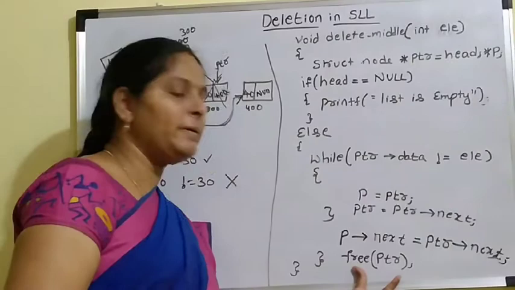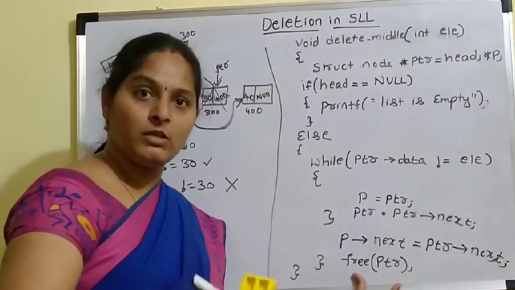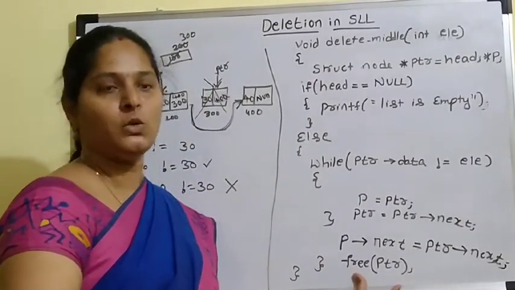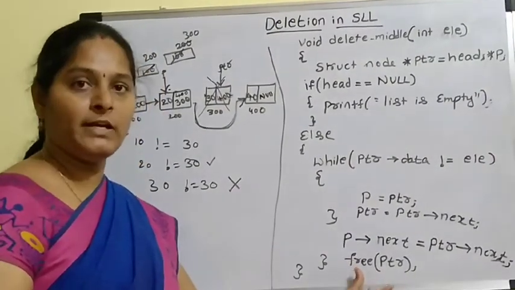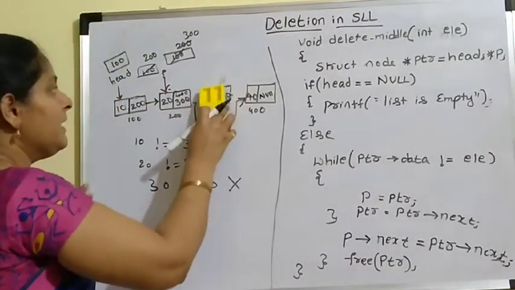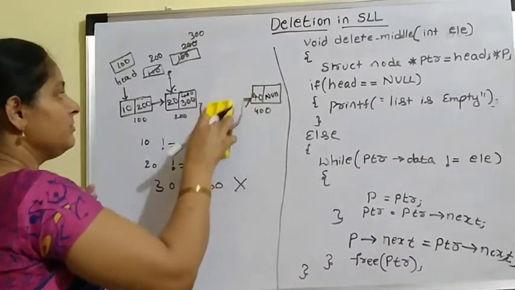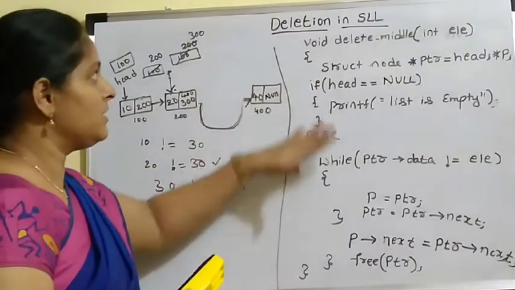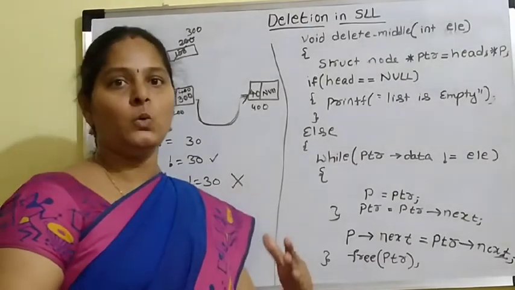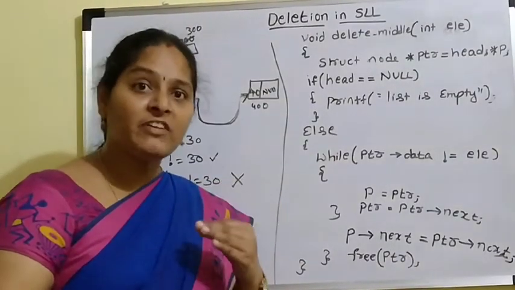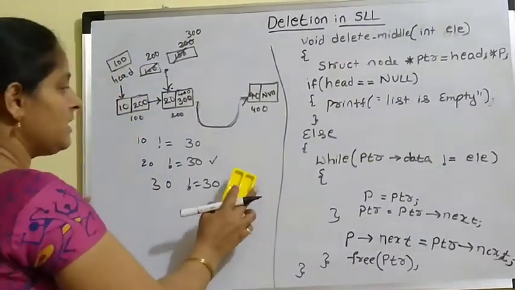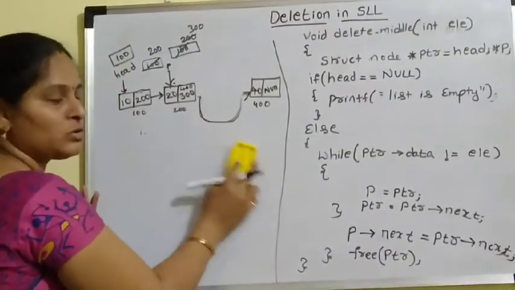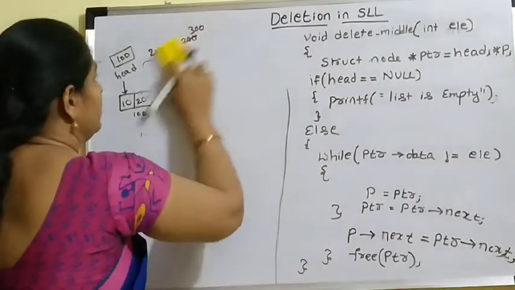Now remove the memory from the PTR node by using the free function. So with this statement, that node will be deleted from the memory. So this is deleting the middle node, or deleting our specified node from the linked list. Next, see how to display the nodes of the single linked list.